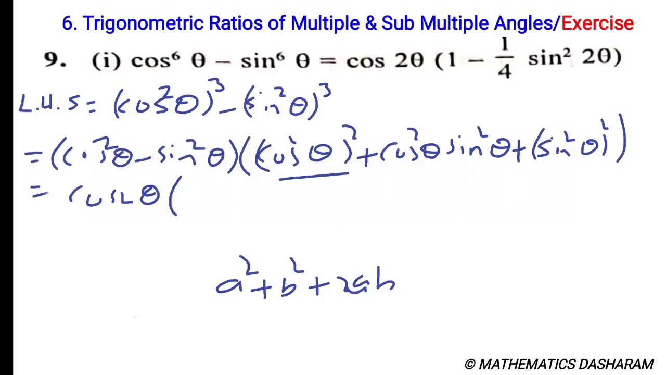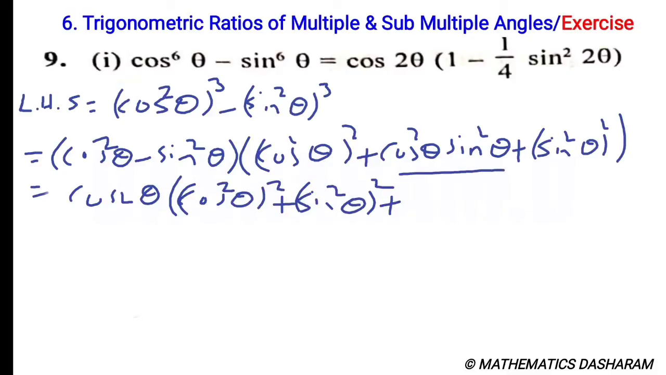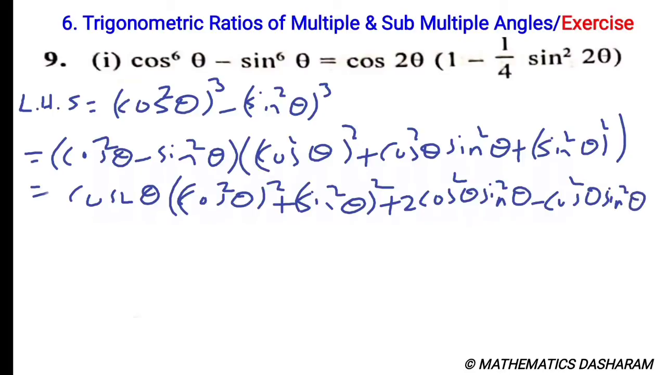we have to apply the a square plus b square plus 2ab formula. So that means here a square, here b square is there. Next, 2ab is required. So to get the 2ab, what I am doing, this cos square theta into sin square theta can be written as 2 cos square theta sin square theta minus cos square theta into sin square theta. See, 2 cos square theta into sin square theta minus cos square theta into sin square theta equals plus cos square theta into sin square theta.